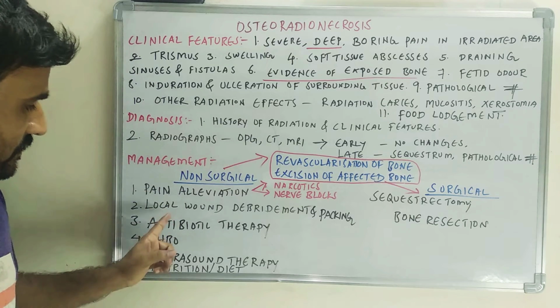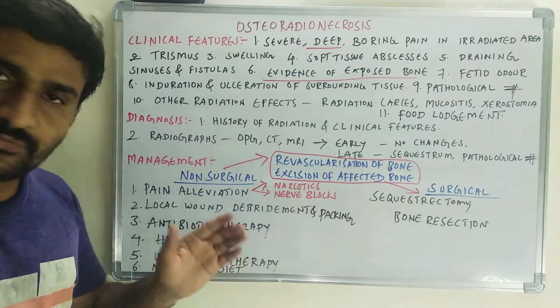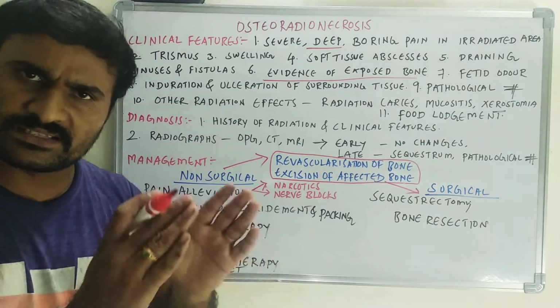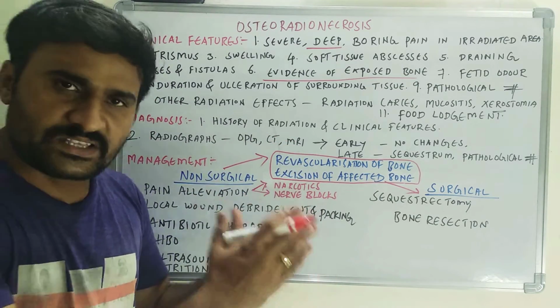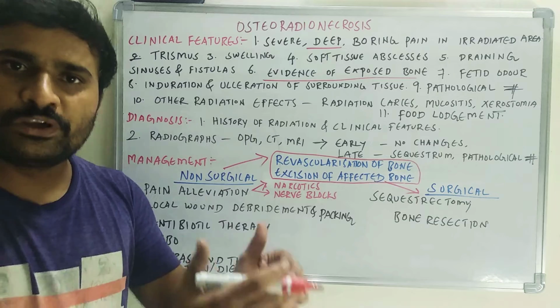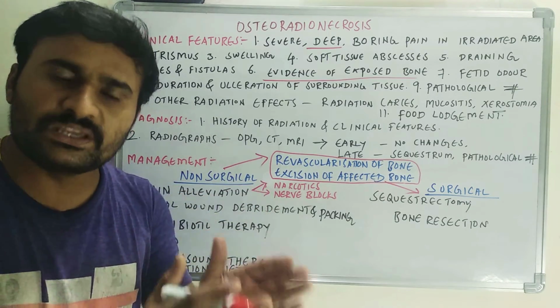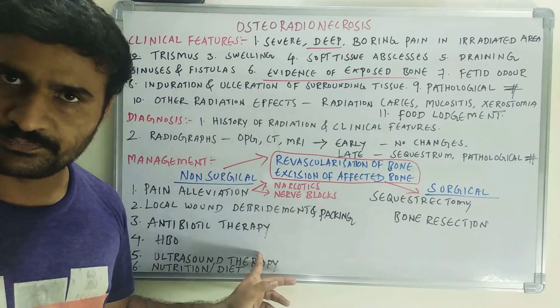The second one is antibiotic therapy. If there is infection, then we should give antibiotic therapy. Again, the same as in osteomyelitis. We can go for penicillin plus metronidazole, or we can use clindamycin alone. This is the antibiotic therapy. If there is infection, then we must go for antibiotic therapy.